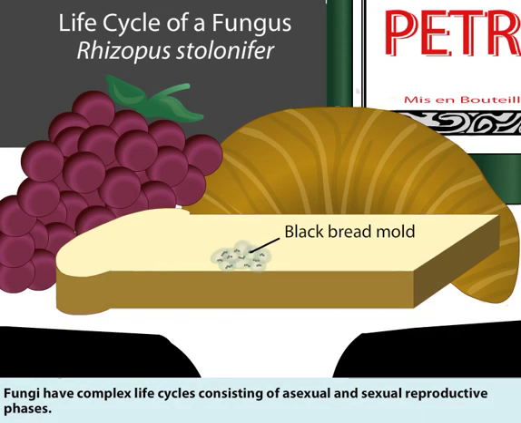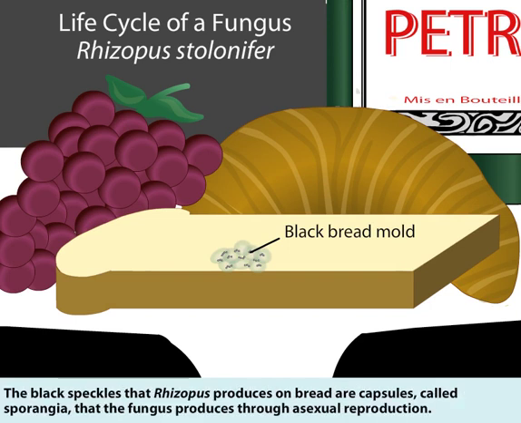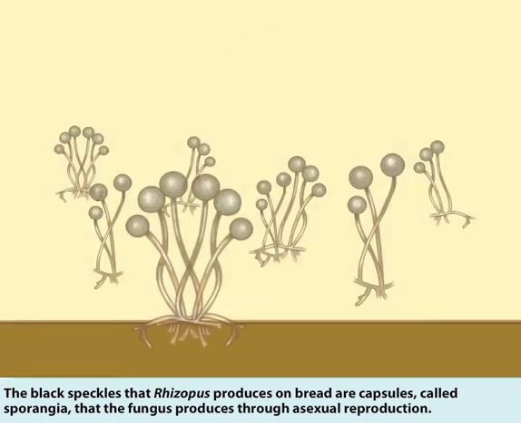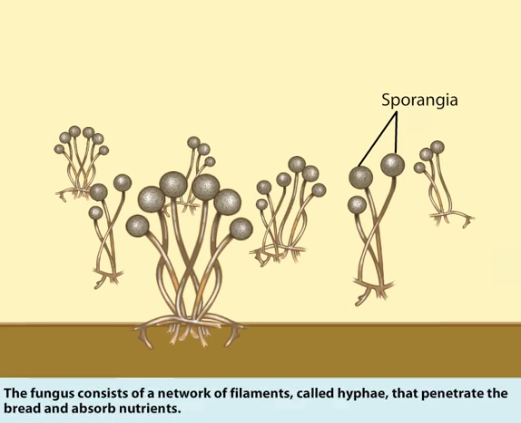Fungi have complex life cycles consisting of asexual and sexual reproductive phases. Here, we examine the life cycle of the black bread mold Rhizopus stolonifer. The black speckles that Rhizopus produces on bread are capsules called sporangia that the fungus produces through asexual reproduction. The fungus consists of a network of filaments called hyphae that penetrate the bread and absorb nutrients.